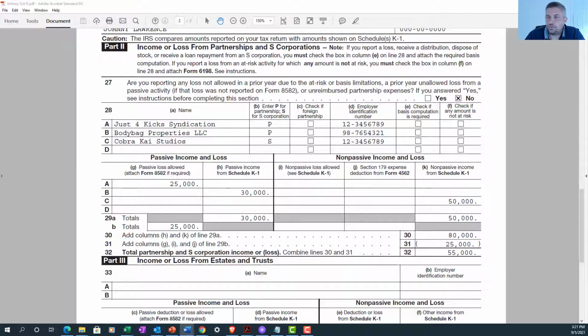Otherwise, choose no, which we did here. Johnny's checked the box no because neither applies to him.